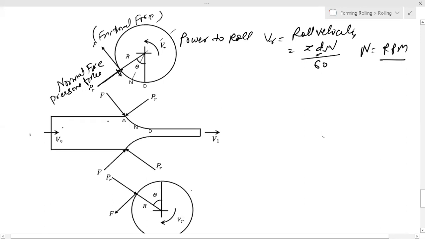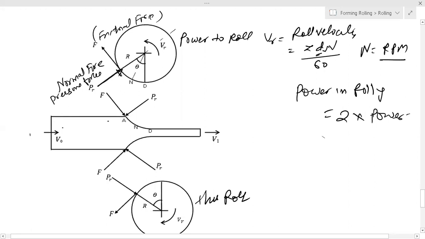Similarly for this roll. So when we talk about the power in rolling, you have to multiply 2 into the power of one roll, because one roll cannot do anything. So we estimate the power of one roll, and you have to multiply it by 2.